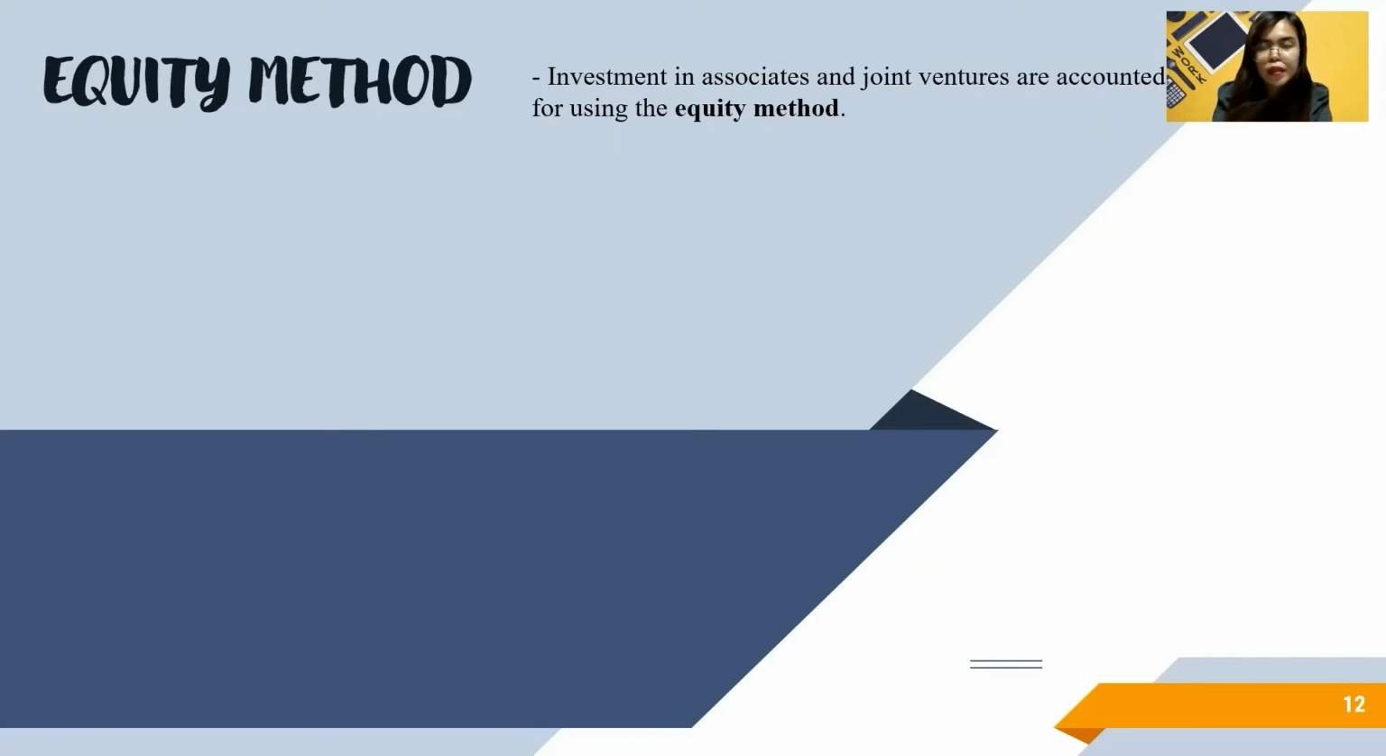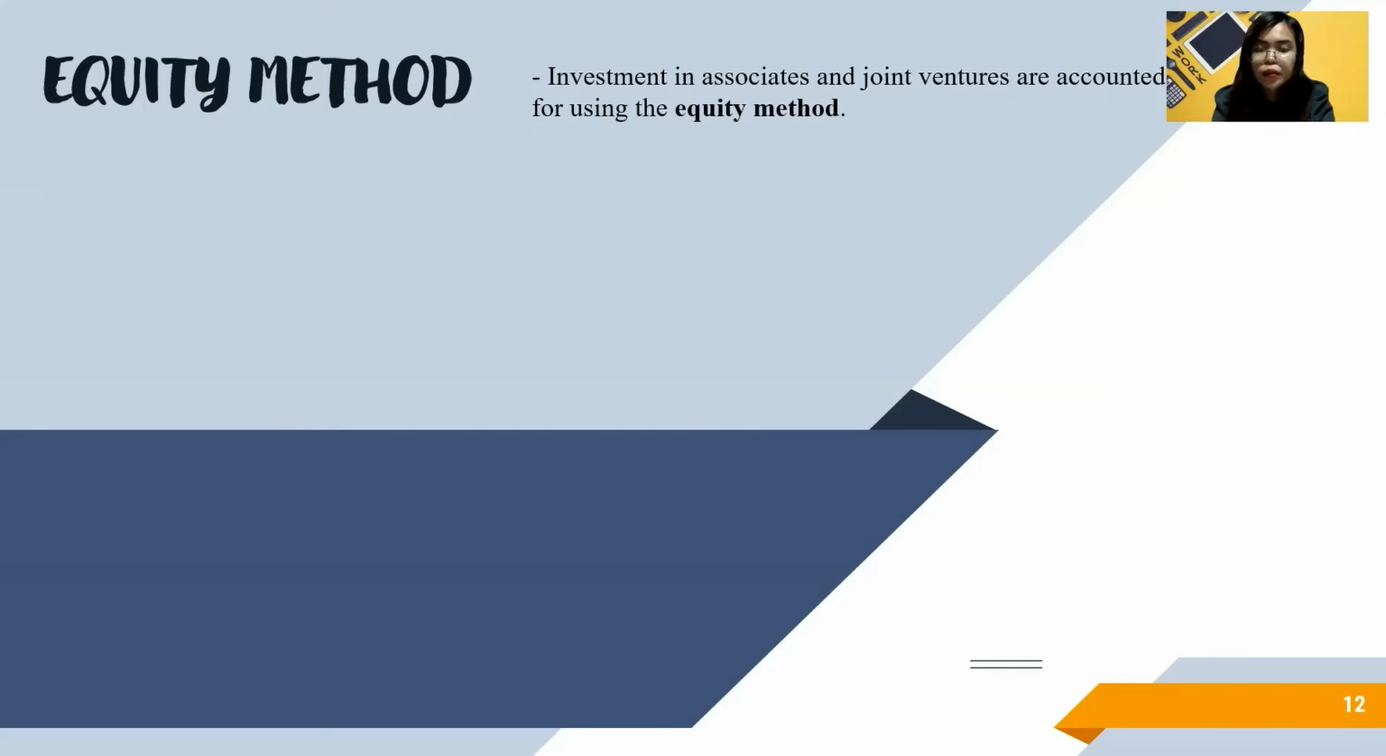Again, investment in associate are accounted using the equity method. Iisang method lang yung gagamitin natin sa investment in associate, which is yung equity method. Also, ito din yung gagamitin nating method for joint venture. So, wag natin kakalimutan na kasama yan dito. Although sa PFRS 11 siya madidiscuss.